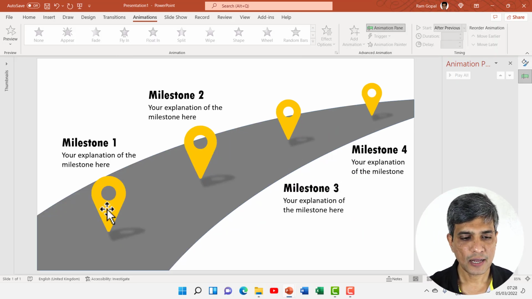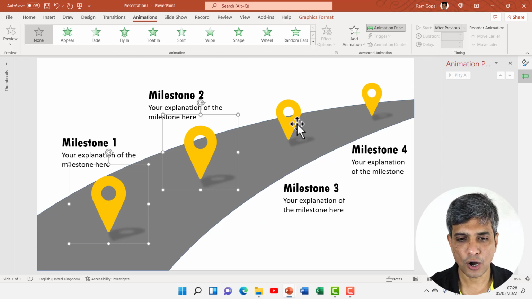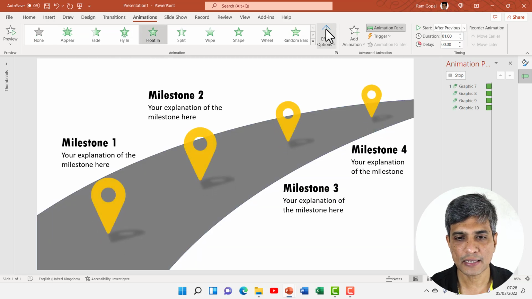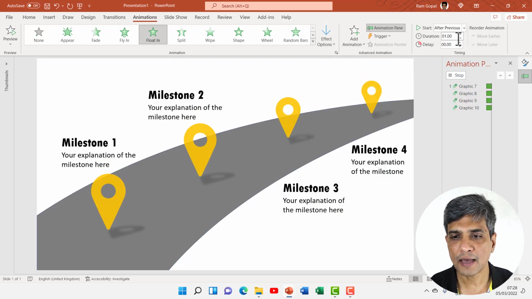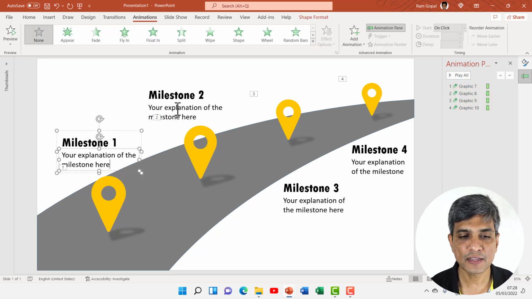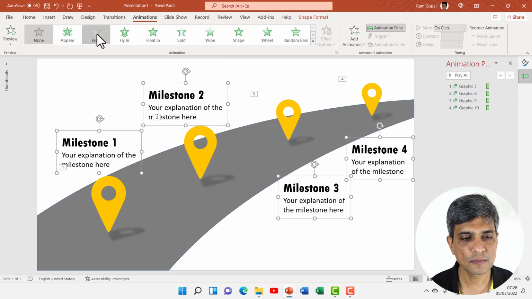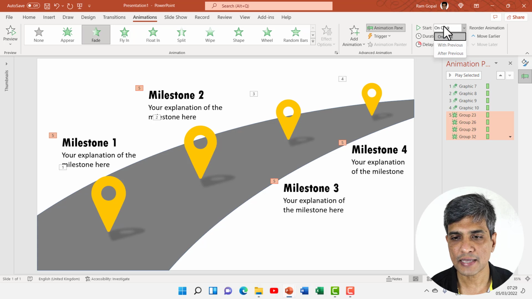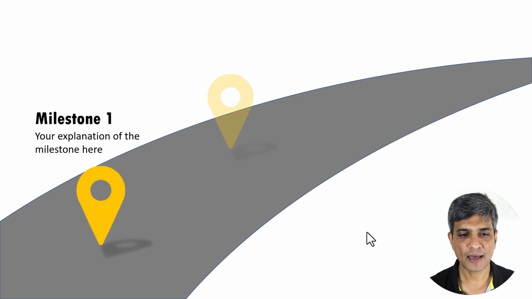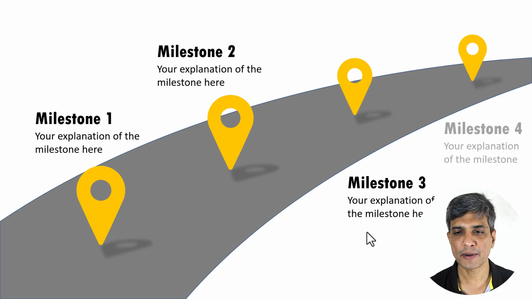Now to add animation, I'm going to select each of these pins in order while holding the shift button down, and then let us add a simple float-in animation, and this happens from top, and this happens for around 0.5 seconds duration, and all of them happen on click. Then let us have each of these text elements fade after the initial event. So let us use a simple fade in animation, and this happens after previous. Now it is just a matter of rearranging these animation events. Here in slideshow mode, this is how the animation happens, and we have our beautiful roadmap diagram ready.